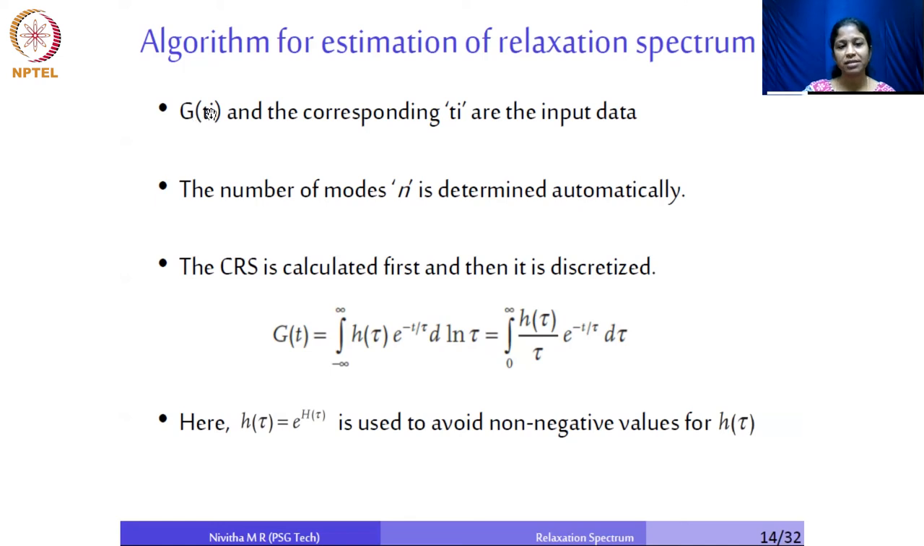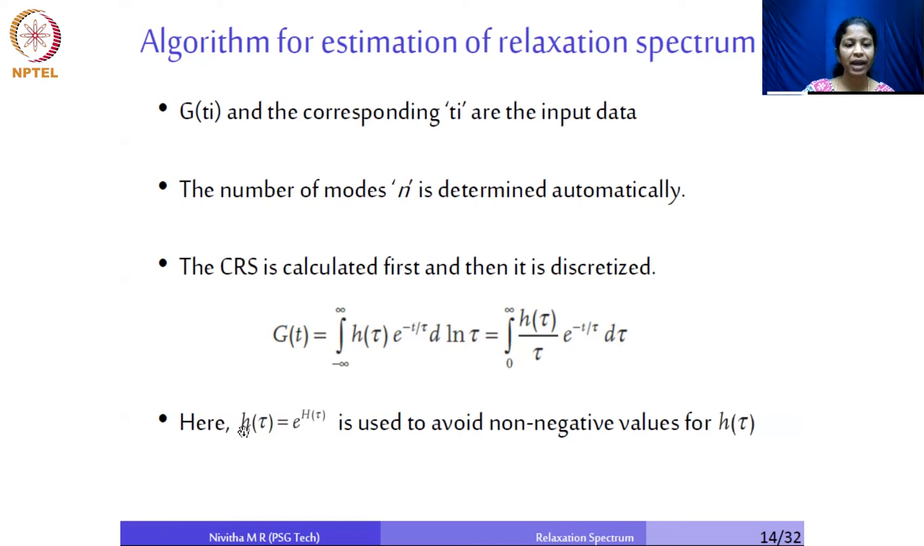Now, if you take this G of t and Ti data, the number of modes to explain this G of t behavior is determined automatically. There is some optimization which is done to compute n. We'll come back to that. Now, this continuous relaxation spectrum is calculated first, and only then is it discretized, like I told you before. So how do we compute it? We have G of t, which is the integration from minus infinity to infinity of H of tau, e to the power minus t by tau, d ln tau. This is the function that we use to explain G of t in terms of its relaxation spectrum.